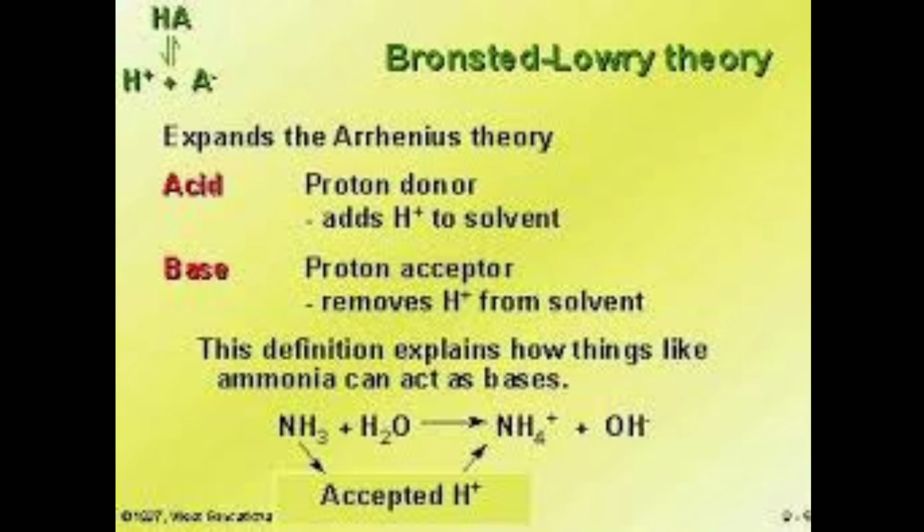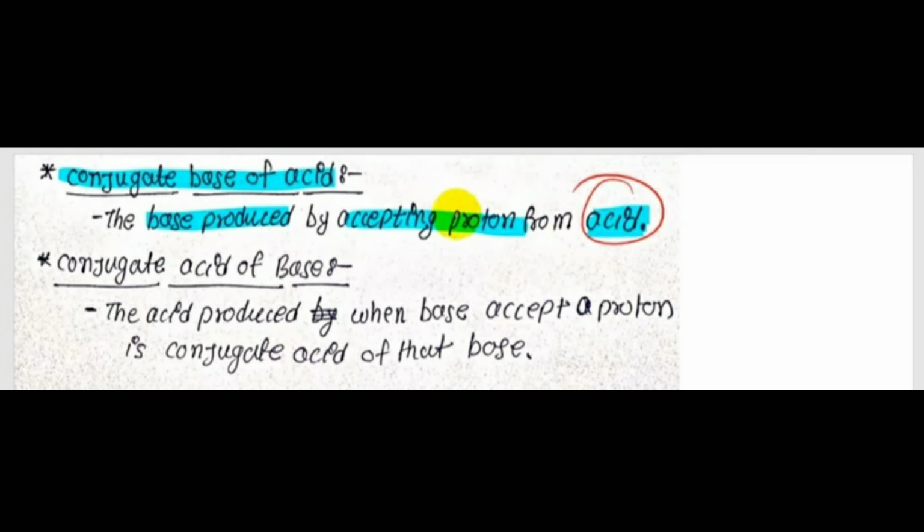For example, HCl and NH4+ are proton donors and act as acids. The NH3 and Cl- are proton acceptors and act as bases. Further, it follows that the products of the Bronsted-Lowry acid-base reaction are acid and base.